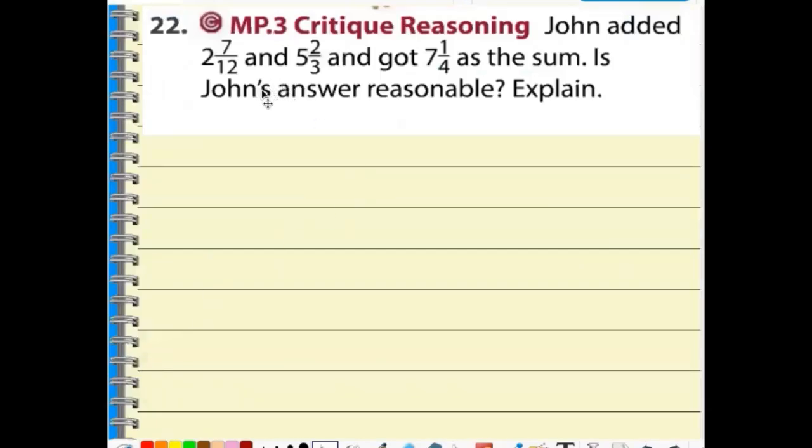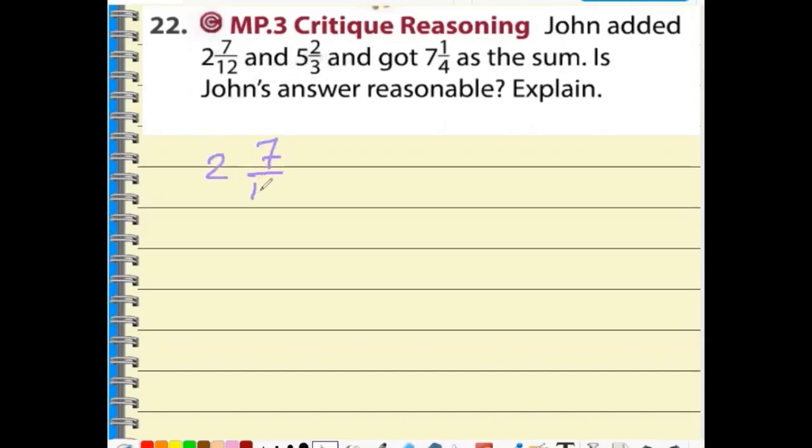Let's move to question 22. We have in here, John added 7 and 7 over 12 and 5 and 2/3 and got 7 and 1/4 as the sum. Is John's answer reasonable? Explain. So guys, it's easy and clear. I can use estimation or I can use addition. So I'm going to use addition, better for you.